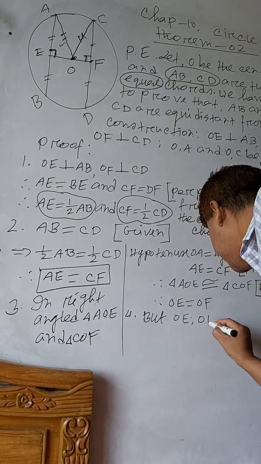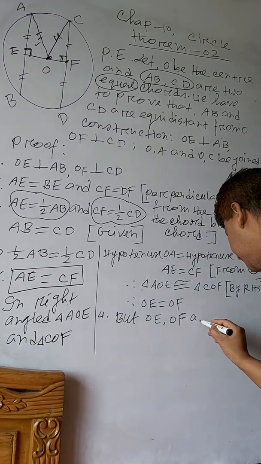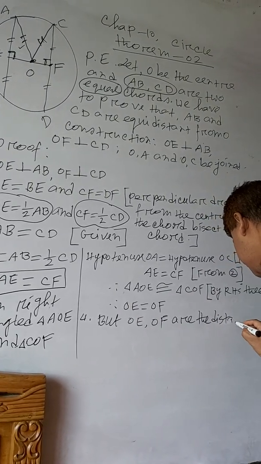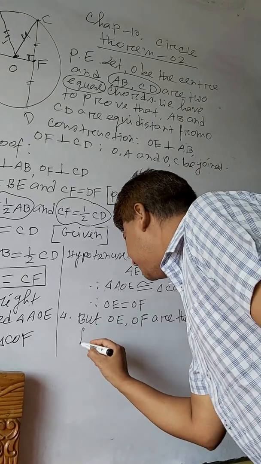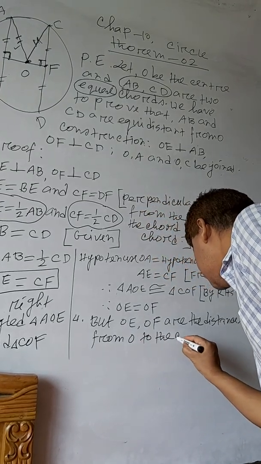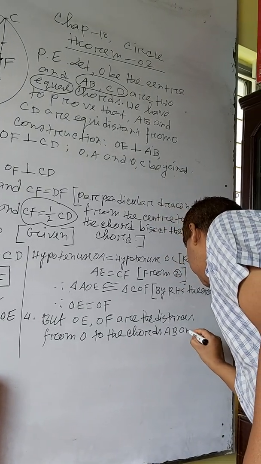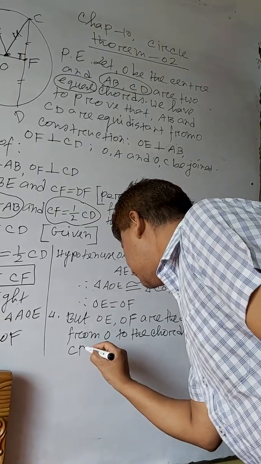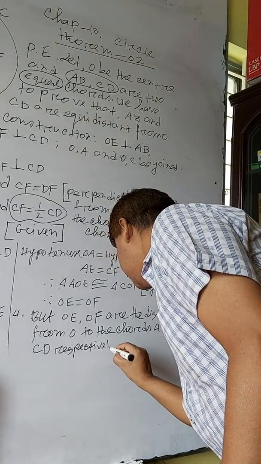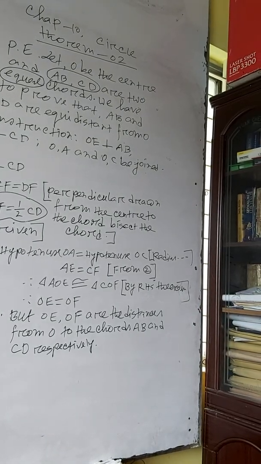OE and OF are the distances from O to the chords AB and CD respectively.